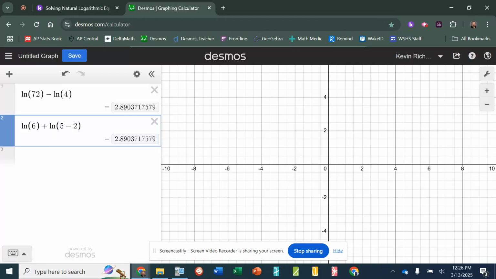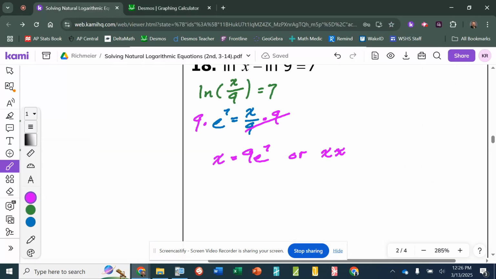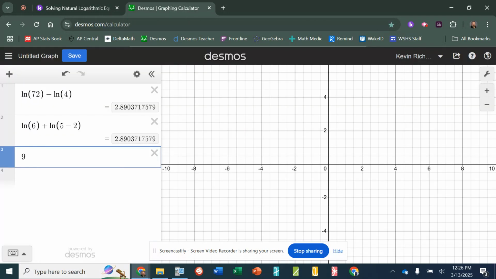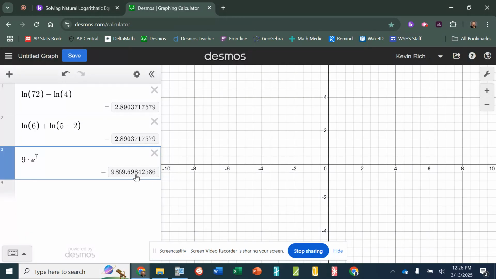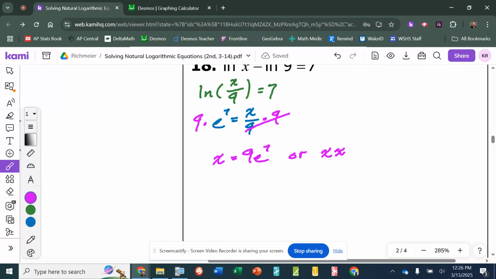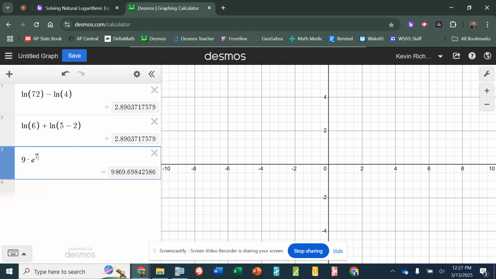So I'm going to come back over here to Desmos. I'm going to take 9, yeah, 9 times e. And in Desmos, you just use the E key, like anything else, raised to the 7th power. Yep, 7th power. And so for this one, we get about 9,869.698.